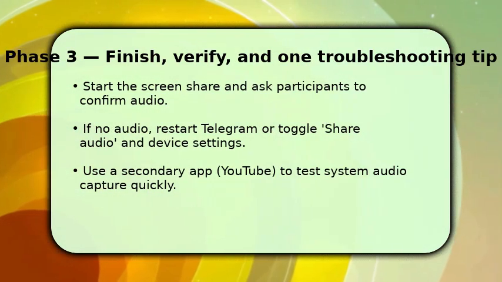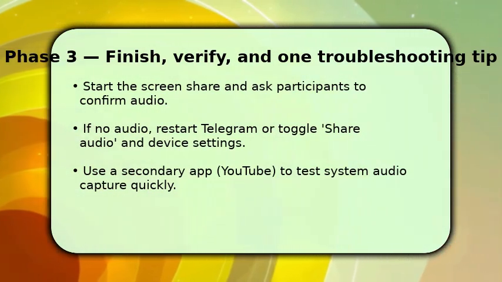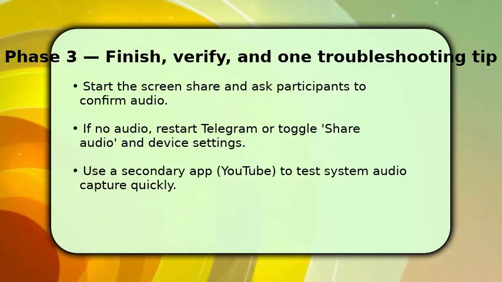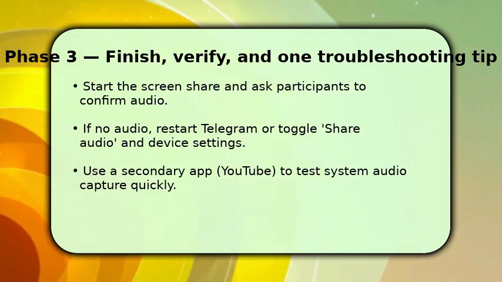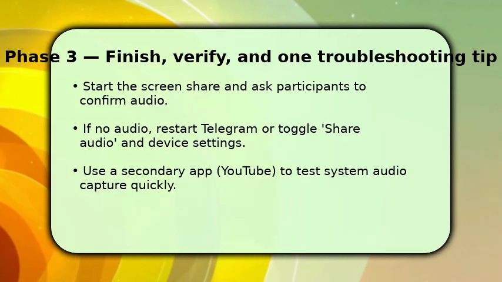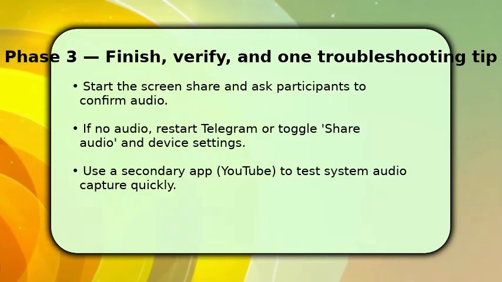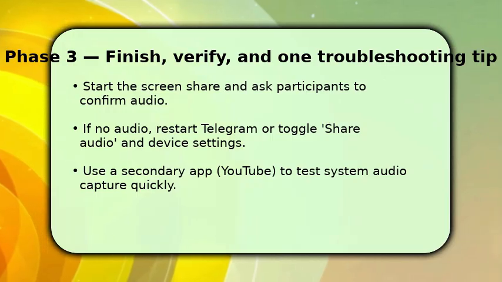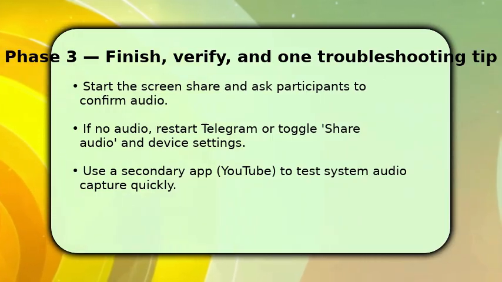Finally, start the screen share and ask someone to confirm they hear audio. Real-time feedback speeds correction. If participants report silence, stop, toggle the share audio option off then on, and switch Telegram's input/output to the same device again. This forces a new capture session.